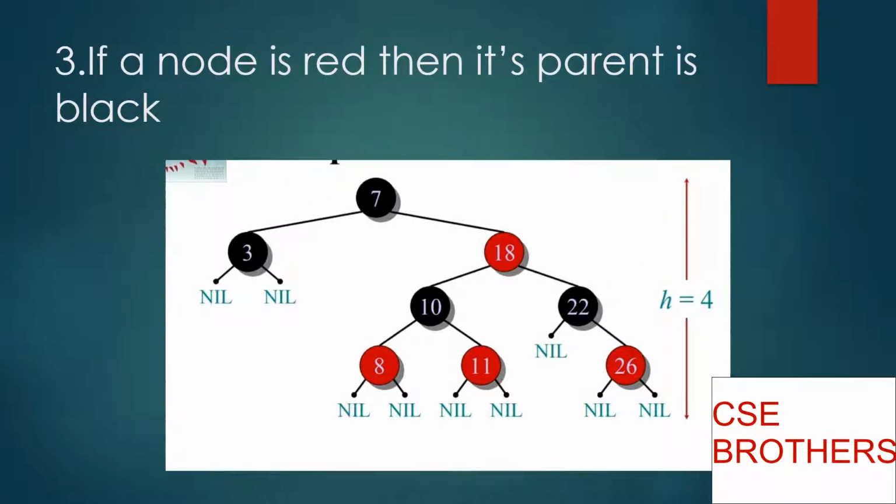Another important property of a red black tree is that if a node is red, then its parent must always be black. That means that a red child must always have a black parent, but the converse is not true for a black child. A black child can either have a red parent or a black parent.